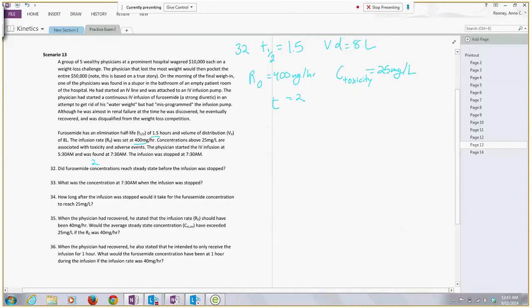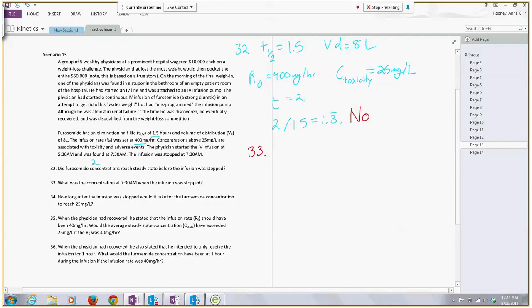Okay, so did it reach steady state before the infusion was stopped? Well, the steady state is 5 half-lives. So we know that he spent 2 hours being hooked up to the pump. And we know a half-life is 1.5 hours. So those divided equals a ratio of 1.3 half-lives being spent. So did he end up reaching steady state? No, he did not. Thank God, otherwise he probably would have died.